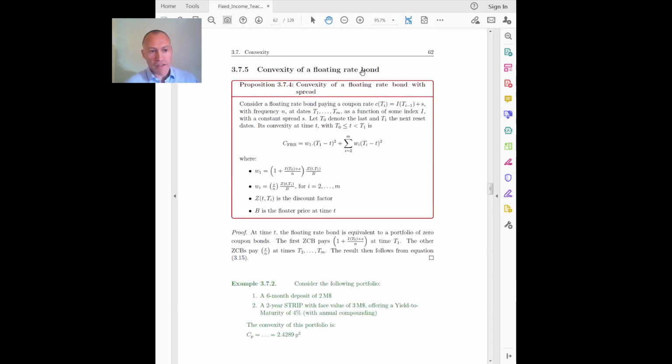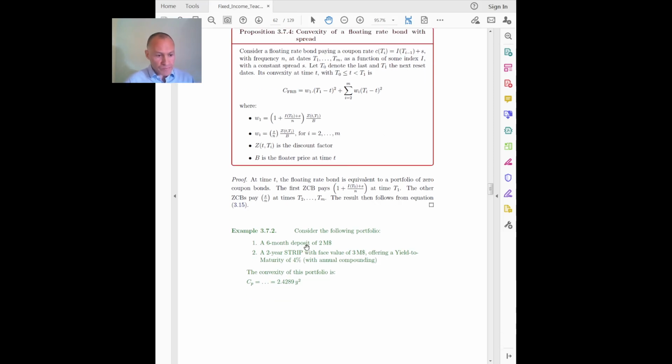Second example, convexity of a floating rate bond. Exactly like before, we decompose the floating rate bond using the pricing arguments into a portfolio of zero coupon bonds, and again apply the formula for the convexity of a portfolio and then the convexity for each of those zero coupon bonds. So this looks exactly like the formula we had for the duration of a floating rate bond. The only difference now is that the time to maturity of each of these zero coupon bonds is squared, whereas in the duration it was just the time itself without the square.